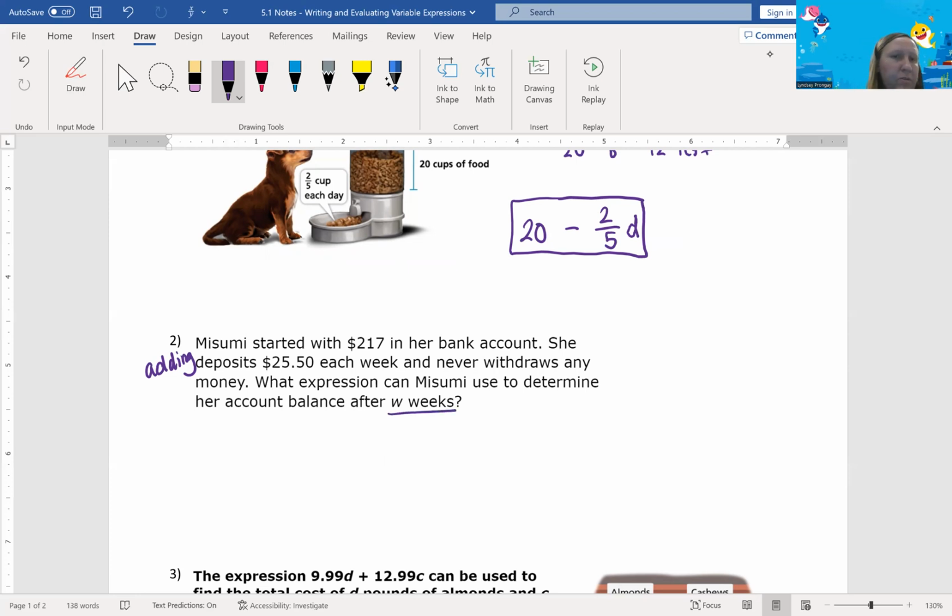Well, we would take the $217 that she's starting with. She's depositing the money, so we're going to be adding money in. And $25.50 each week would just be $25.50 W. Okay, as a good note, when you see the words each, every, those are some good words to show that you're probably going to be multiplying. Okay, $25.50 each week, you would take the $25.50 and multiply it by the number of weeks.